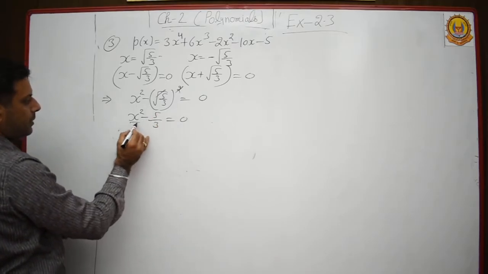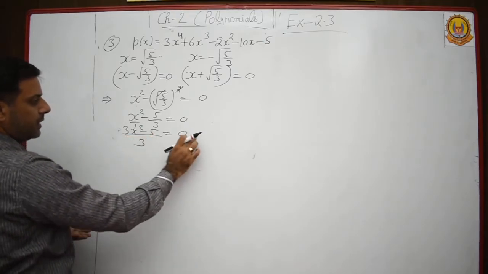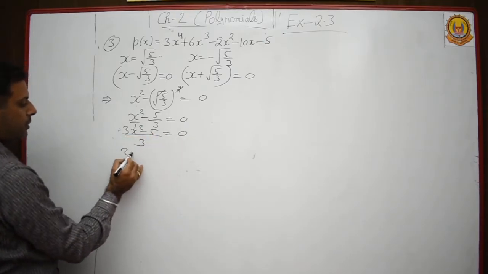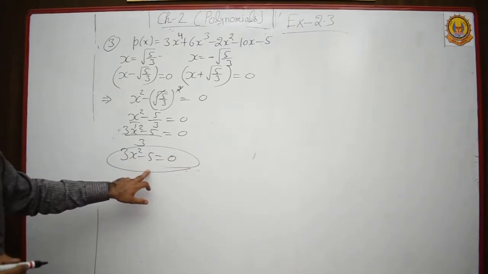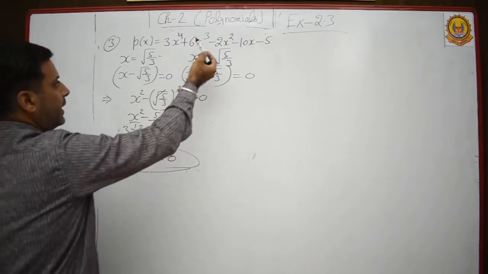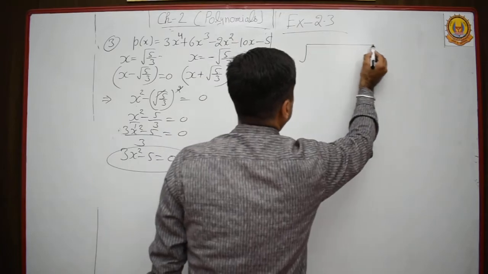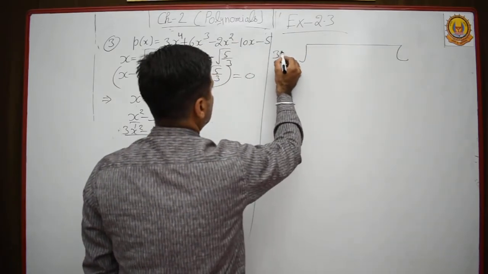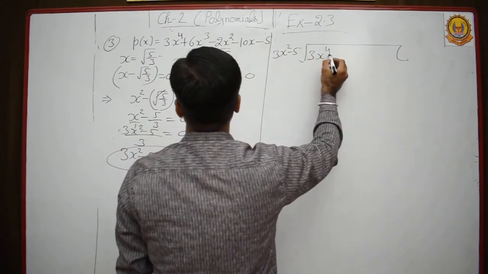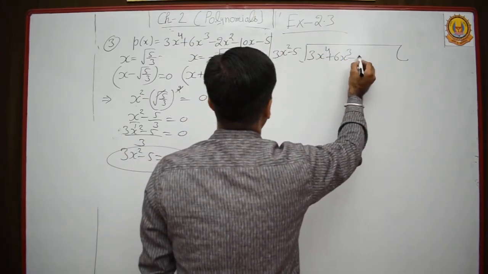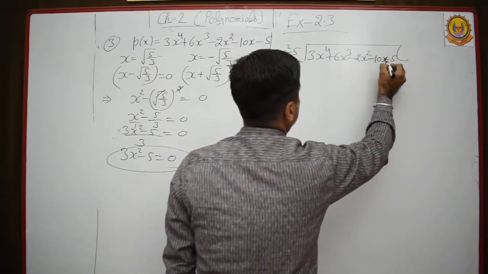Take the LCM. 3 is the LCM. So 3x square minus 5 equal to 0. Take 3 here, cross multiply, it will become equal to 0. So 3x square minus 5 equal to 0. So this is the divisor we have. Now divide this dividend by this divisor by the division method. So 3x square minus 5, here the dividend is 3x raised to the power 4 plus 6x cube minus 2x square minus 10x minus 5. Now you can simplify it.